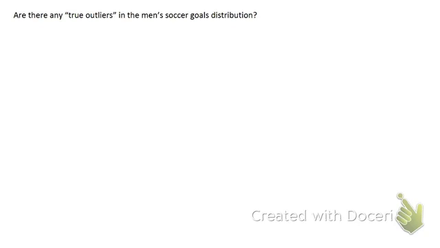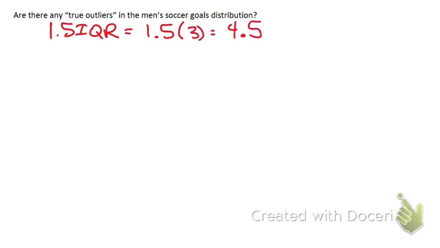Let's find out if there are any true outliers by using the 1.5 IQR rule. What is 1.5 times the IQR of 3? Okay, 1.5 times 3 is in fact 4.5. Now, what do I do with that 1.5 IQR value? Add it to Q3 and subtract it from Q1.